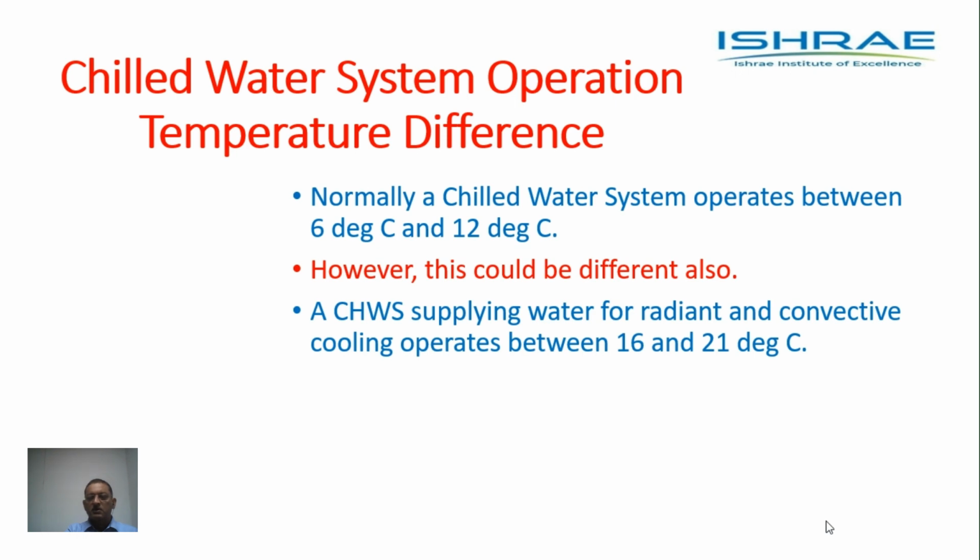But please remember that in all such conditions, there will be a possibility of dew formation, and the temperature at which chill water is supplied to those systems is always above the dew point of that particular room. So normally, in an air conditioned room, the dew point will be around 14 to 15 degrees centigrade, and therefore the chill water system supplies water at 16 degrees centigrade for such requirements.